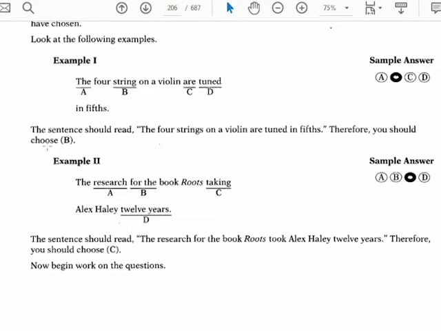Okay, now we go to the second example question about written expression. The question is: the research for the book Roots taking Alex Haley 12 years. We should answer C. Because the word taking in the sentence shows a verb that would be used in present continuous tense grammar. We should use a verb that shows simple past tense grammar. So, the word that should be used is took. So, we have to answer C.